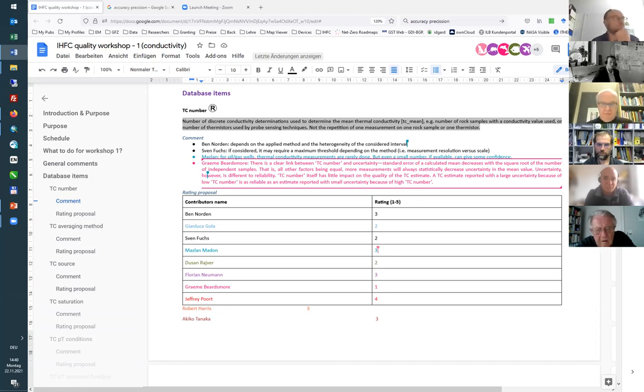Yes. So I guess this one talks about the fact that not the amount of repetitions of one measurement on one rock sample. So that last sentence would be, rather than saying not the repetition, to maybe say where possible, include the repetition would be one of the items that I think could be beneficial.